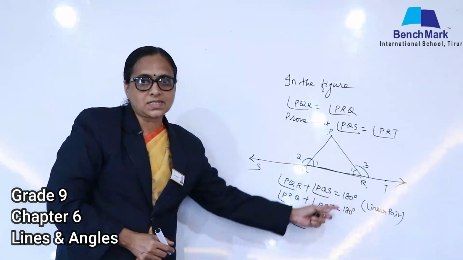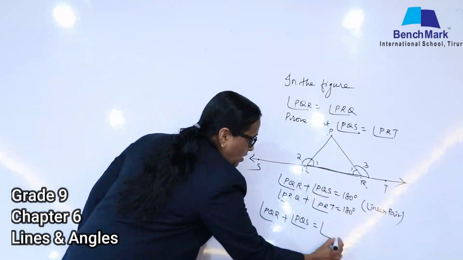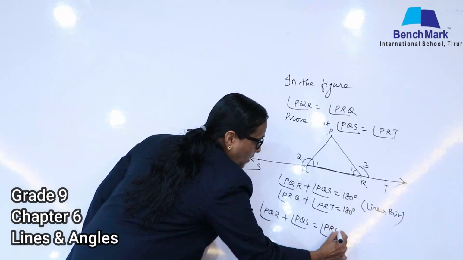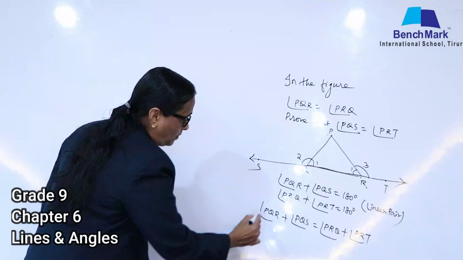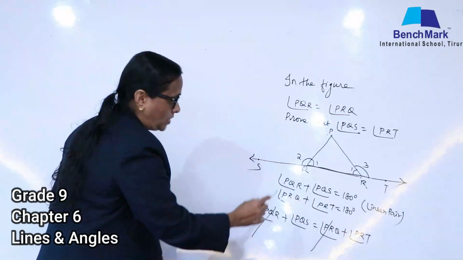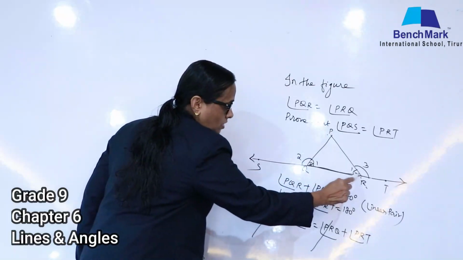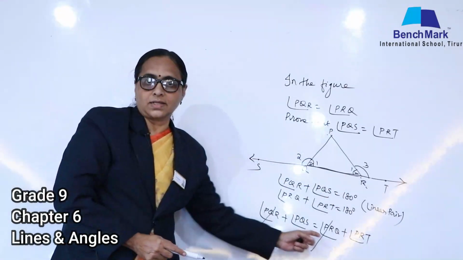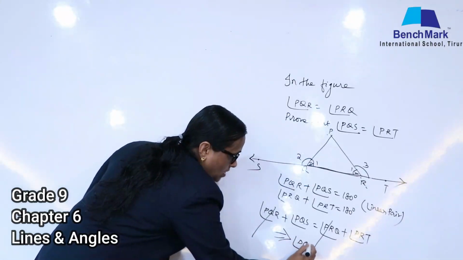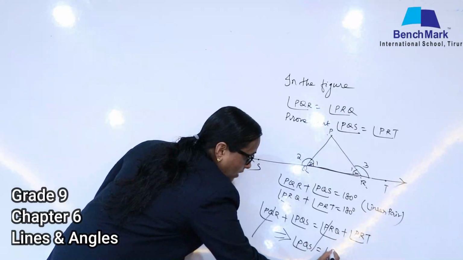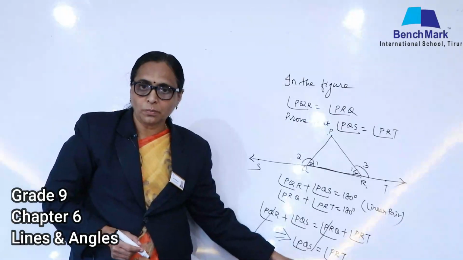So from these 2 I can write angle PQR plus angle PQS, since the RHS are equal, I can equate the left hand side. PQR plus PQS is equal to PRQ plus PRT. I can cancel PQR and PRQ because it is given those 2 angles are equal. So I can cancel both the angles. So this implies angle PQS is equal to angle PRT. So I have proved PQS is equal to PRT.